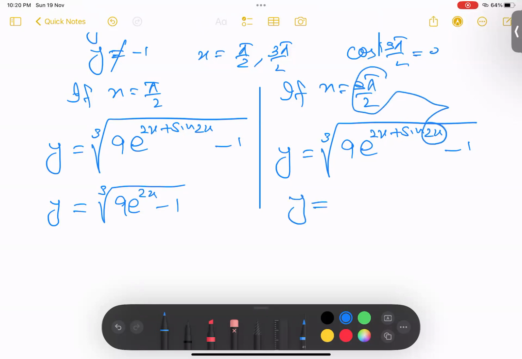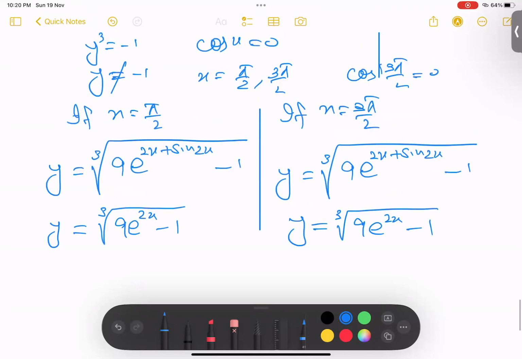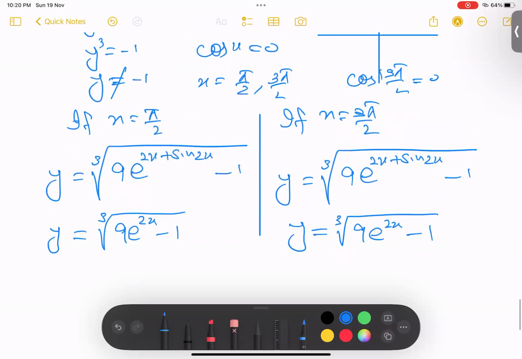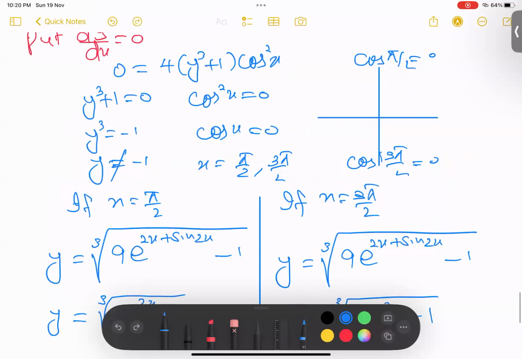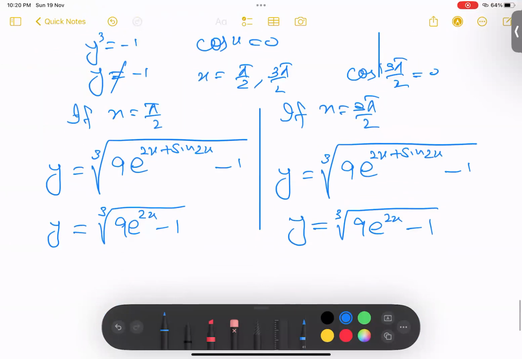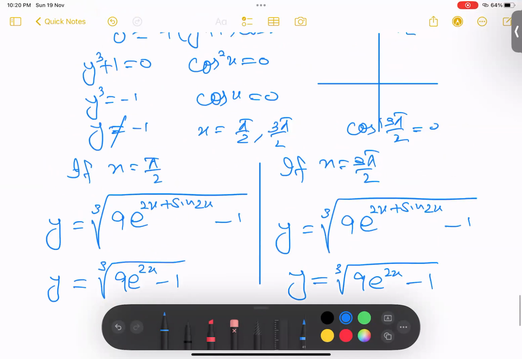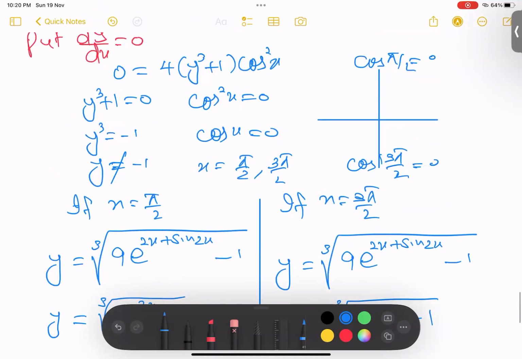Or 3 pi by 2, when I put it here, same story. I'll get a cube root of 9 e to power 2x minus 1. Just a minute, please. This is coming the same answer. Why the same? Hold on. If I plug in, this is 0. Yeah, it's coming 0 for both answers. Cos 0 is at pi by 2 and 3 pi by 2, no mistake at all. But I should get different answers. Hold on, they are coming the same.